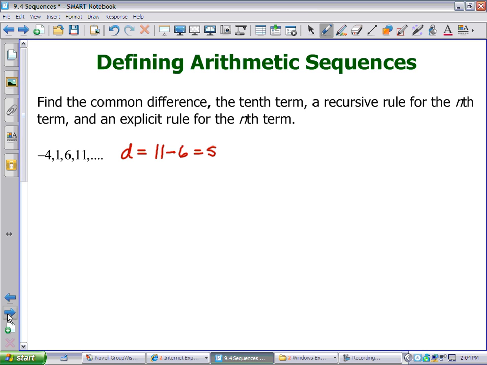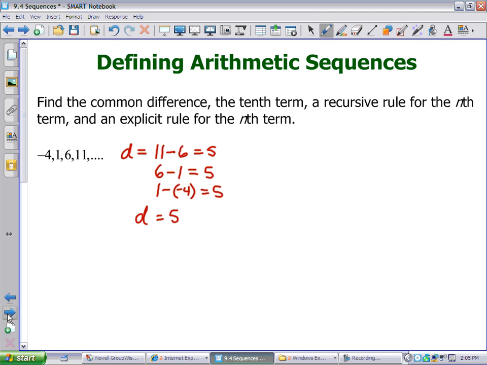It should work no matter which terms you pick. If I go to 6 and subtract the term before it, which was 1, it comes out to be 5. If I take 1 and subtract the term before it, which is negative 4, 1 minus negative 4 gives you 5. So our common difference here is 5.